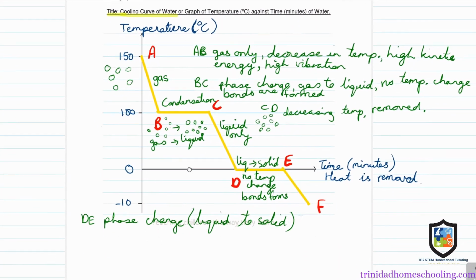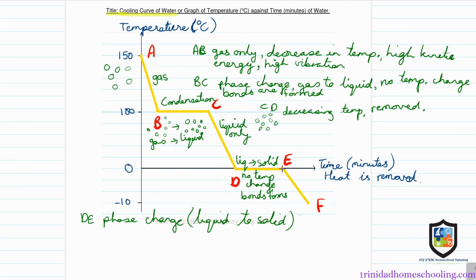Then at E and F, what do we have happening? We have solid only. So at E and F, we have no phase change, but we have solid only. We talked about condensation here, but at this phase change, what is that process called? That process is freezing, and freezing occurs at 0 degrees Celsius. The 100 degrees Celsius point and the 0 degrees Celsius point are two values that must be on your graph.